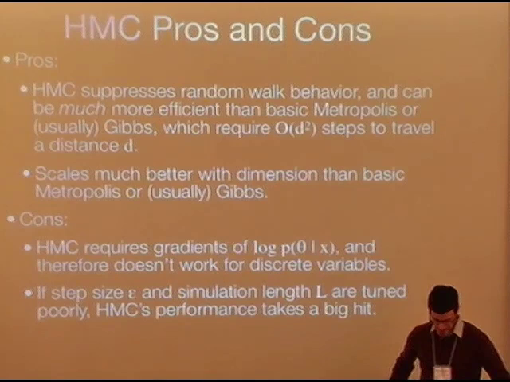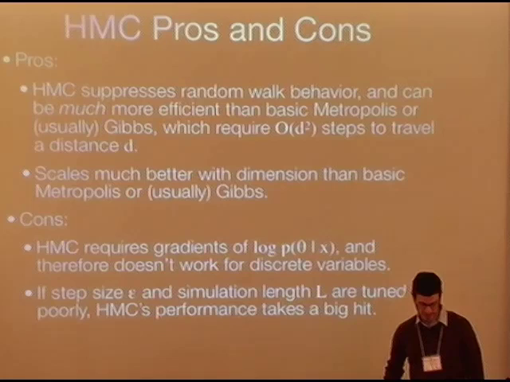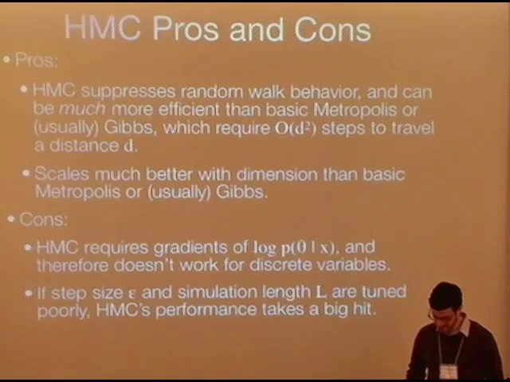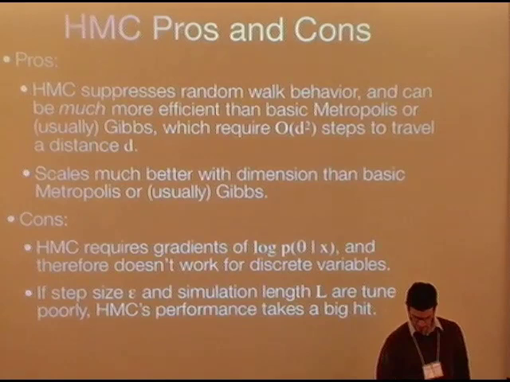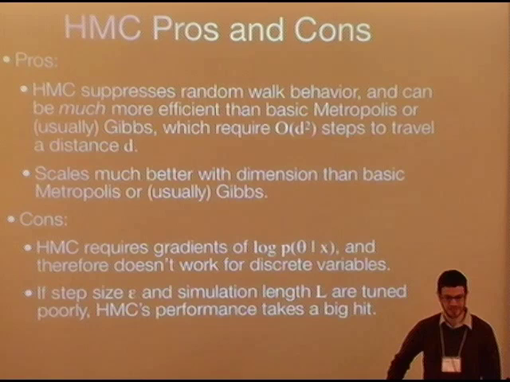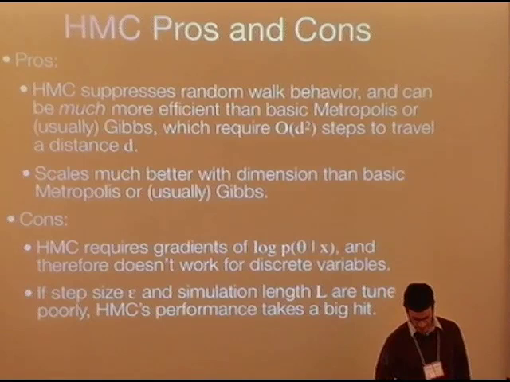Also, HMC has much nicer theoretical scaling with dimensionality than Metropolis does or Gibbs. Gibbs is a little harder to analyze because there are some pathological cases where it's perfect, but in the usual case, it's far from perfect. Downsides to HMC: it requires gradients, which means that it's not really something you can use on discrete variables. You can use it in conjunction with Gibbs sampling for your discrete variables, but it doesn't solve that problem.